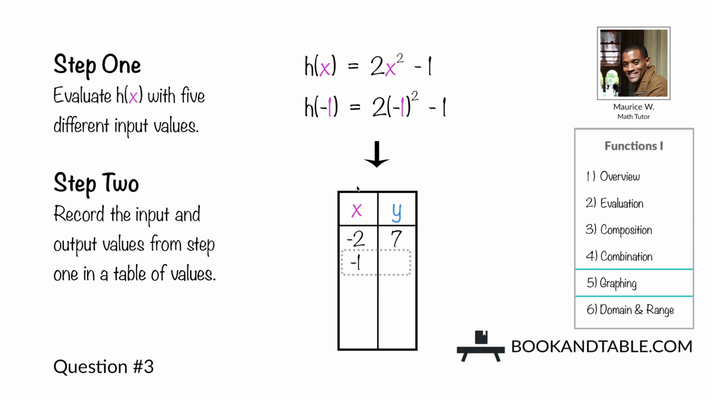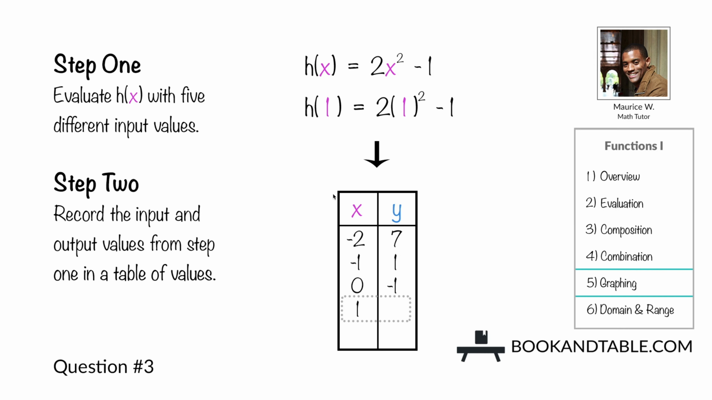We then plug in -1 for x, showing us h(-1) is equal to 2 times (-1) squared minus 1. -1 squared would be 1. 2 times 1 is 2. And 2 minus 1 is equal to positive 1. So the input is -1 and the output is positive 1. We then plug in 0 for x, giving us h(0) is equal to 2 times 0 squared, which would be 0, minus 1 would give us -1. So the input is 0 and the output is -1.